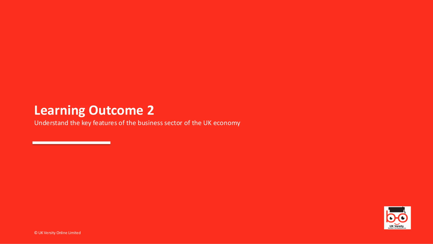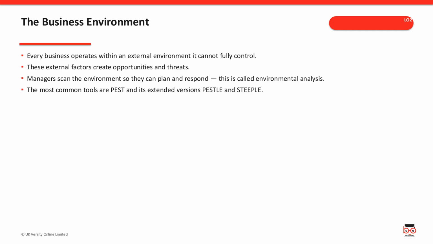Welcome to Learning Outcome 2, where we turn to the world outside the business, the UK's business environment. We'll look at the external forces that firms can't control and the stakeholders who shape the decisions they make. Every business, however well run, operates inside an external environment it can't fully control. Those outside forces throw up both opportunities and threats.